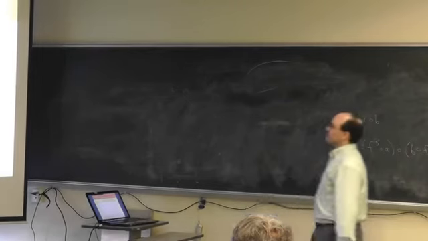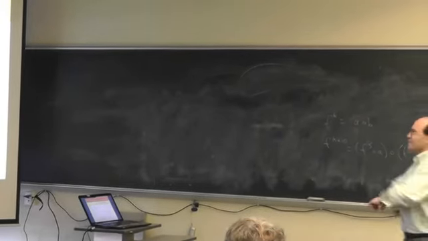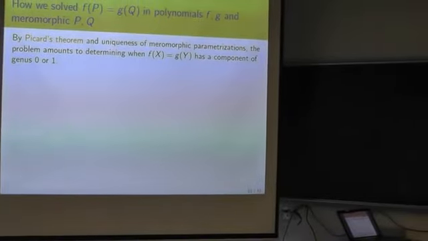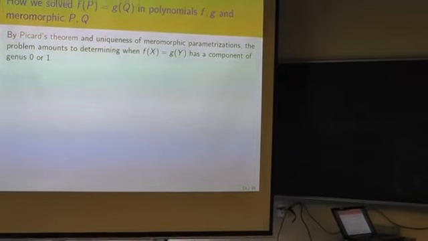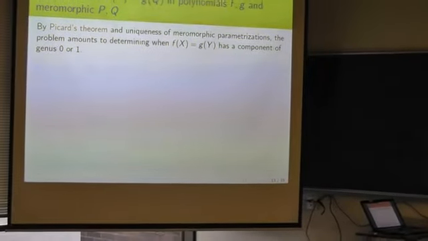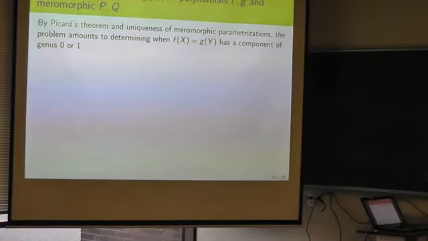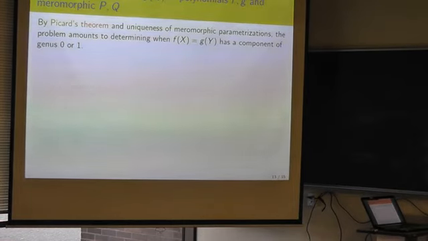Okay, so just to finish up, let me say how did we do this? How did we solve this equation? I should say the work put together for this is about 200 pages, so these two slides are a little concise. Basically, we use Picard's theorem, and we use the fact that if a curve has one meromorphic parameterization and it has a minimal one, to say that this problem is really the same as asking when does f of x equals g of y have a component of genus 0.